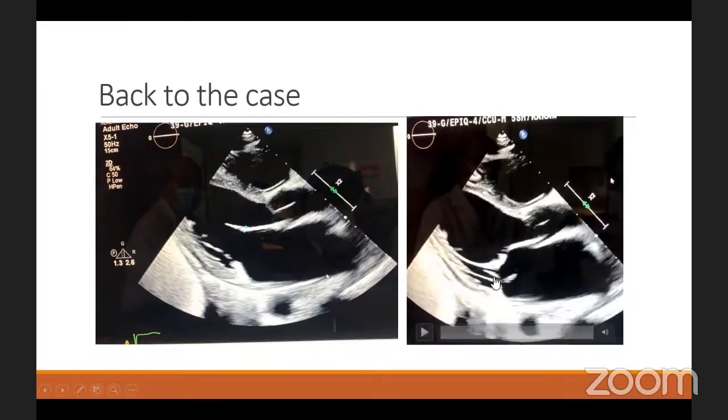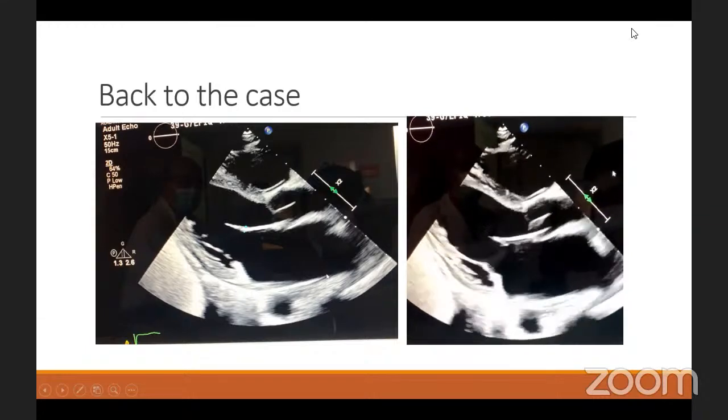Then we look for calcification. Of course, there is no calcification in the leaflet. The calcification will appear like white dots on the leaflets. And then for the subvalvular apparatus, it's better to see it with the long axis view. There is no calcification or redundancy.